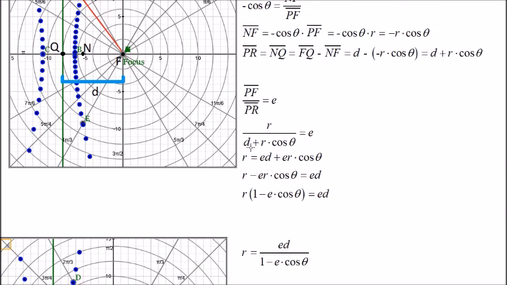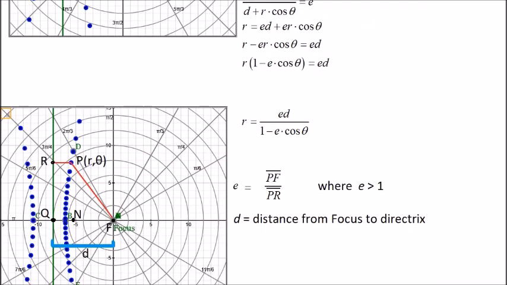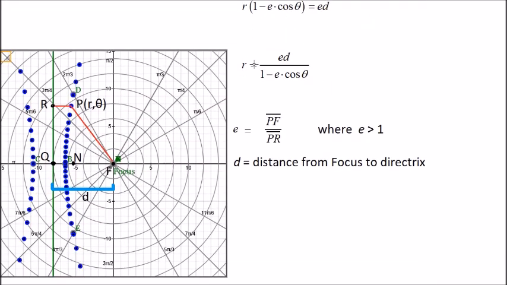Multiply both sides by d plus r cosine of theta. Move this term to the left side. Factor out the common factor r, and divide both sides by 1 minus e cosine of theta. And this is the polar equation for this hyperbola.